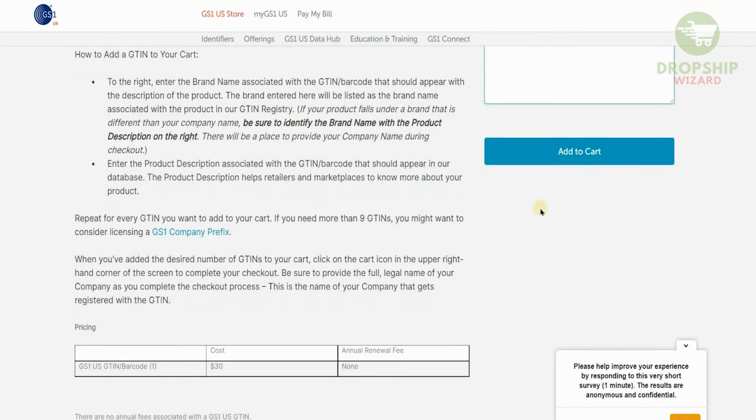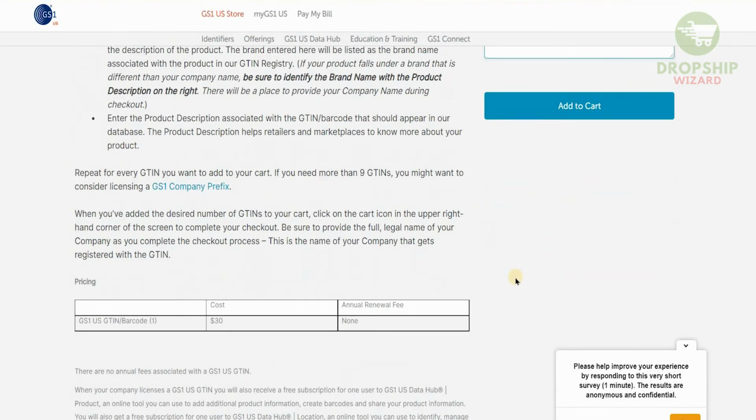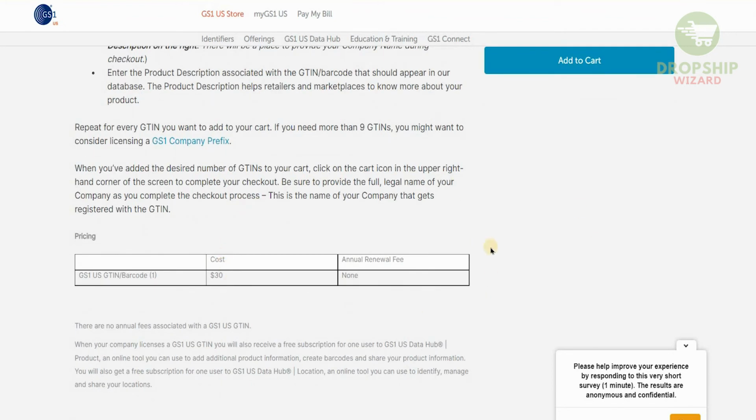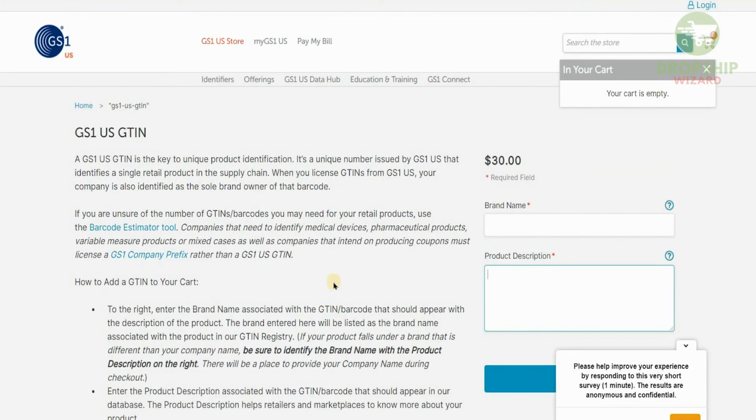And once you have added the desired number of GTINs to your cart, click on the cart over here in the upper right corner. You click that and then you'll be able to check it out. But make sure that you provide the full legal name of your company as you complete the checkout process. This is the name of your company that gets registered with the GTIN. So obviously once you've done all of that, you'll be able to check out and get your product into the mainstream.